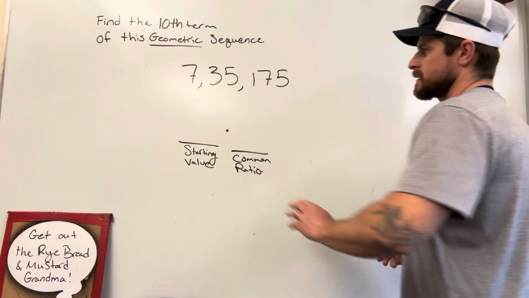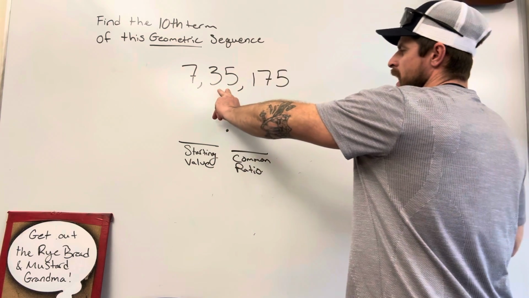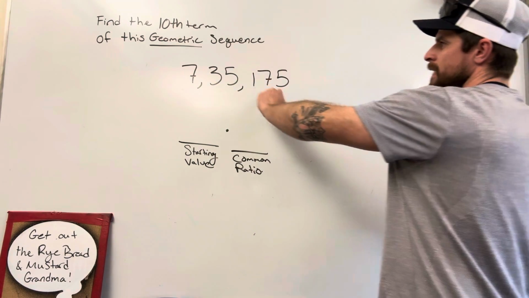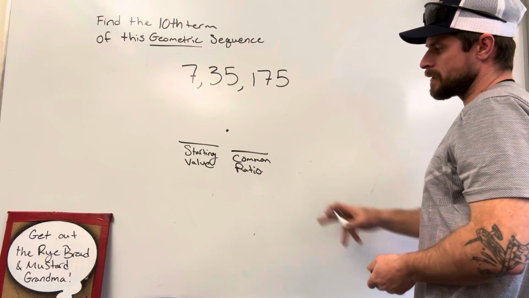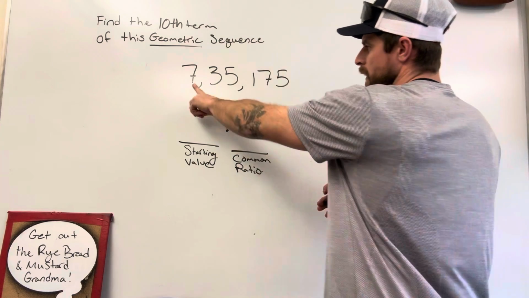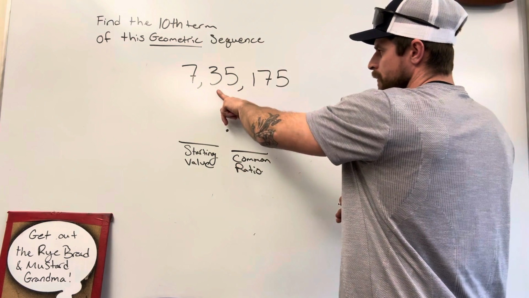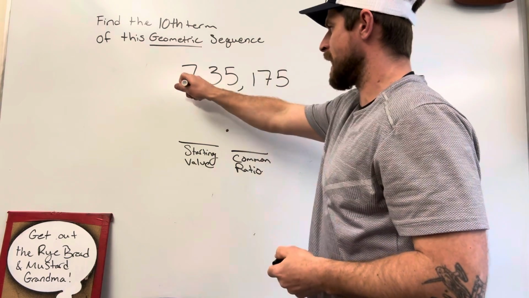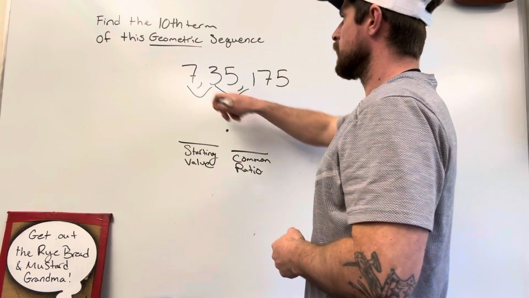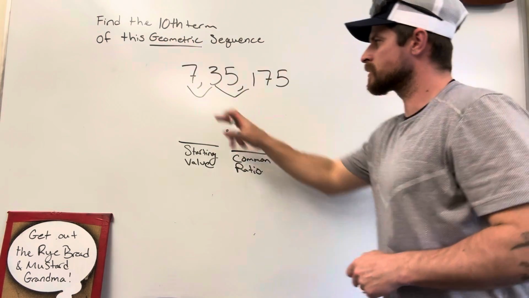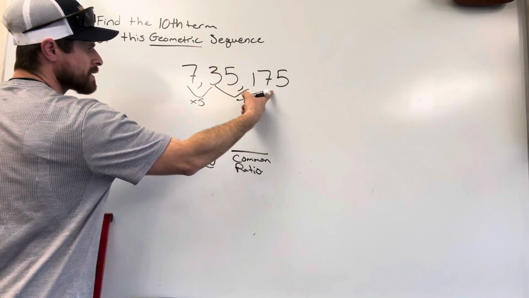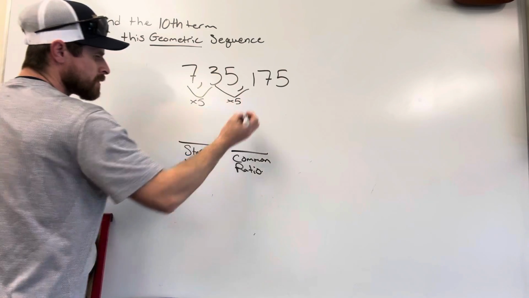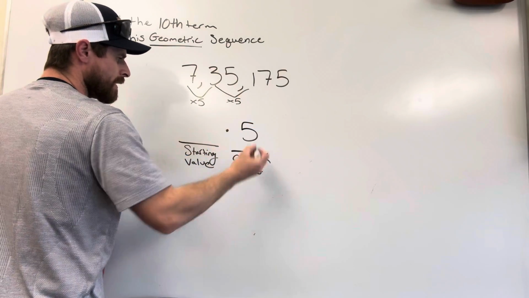It's growing fast. So we go from 7 to 35, 35 to 175, and we've got to figure out the 10th term. Now, it's probably pretty easy for you to figure out your common ratio. What are we multiplying to get from 7 to 35, 35 to 175? Remember, if it has a common ratio, it's a geometric sequence. So 7 to 35, how much is that? Times 5. 35 to 175, how much is that? Times 5. So our common ratio is a big old 5 right there.